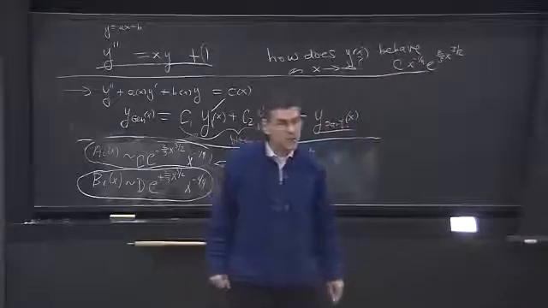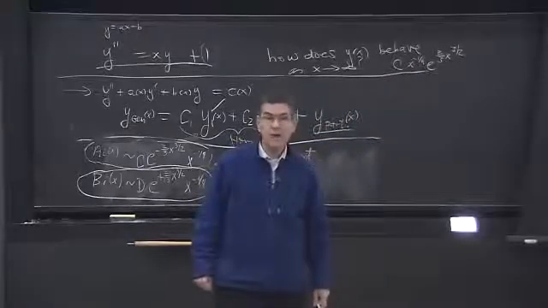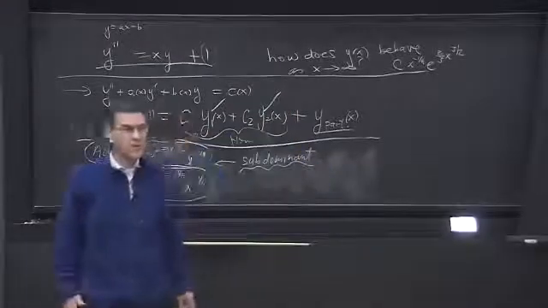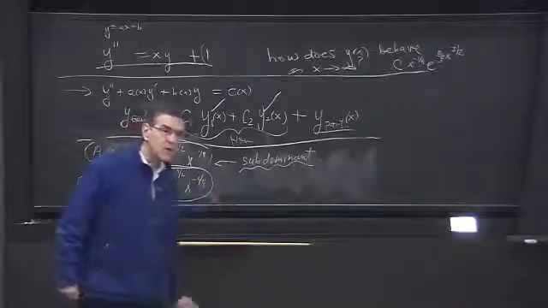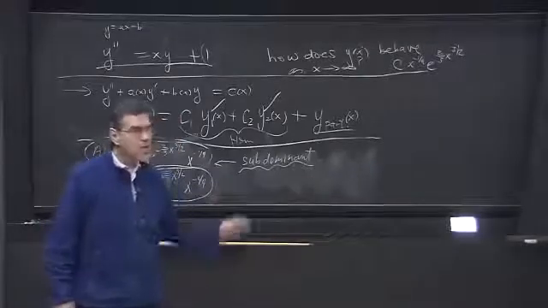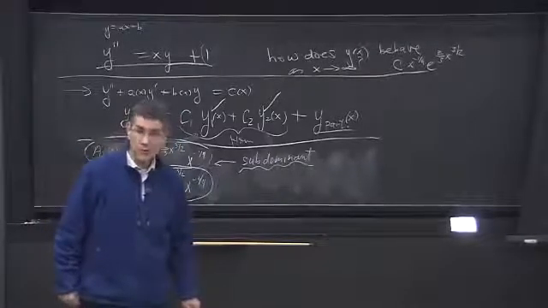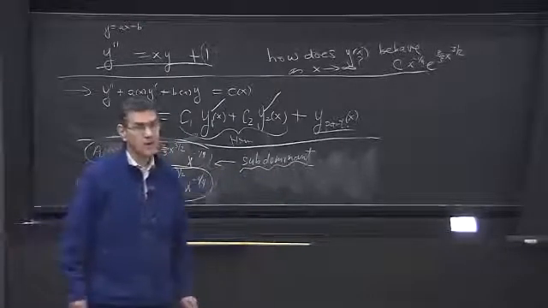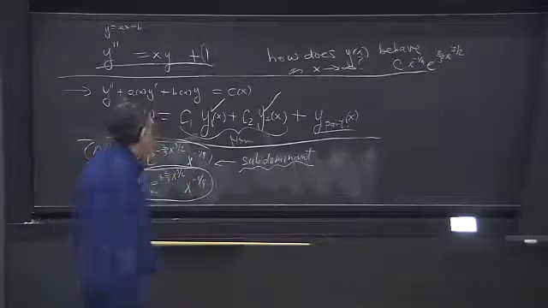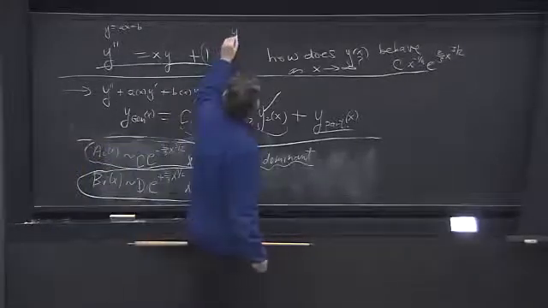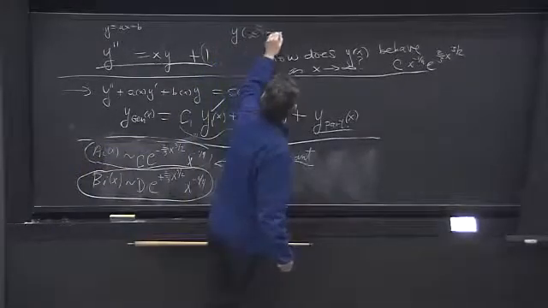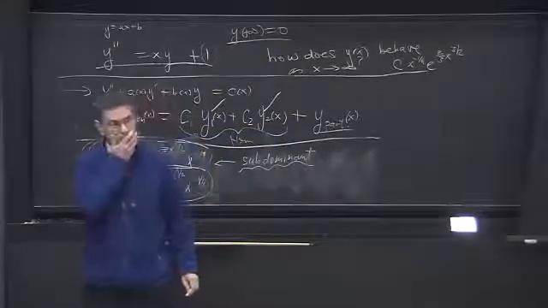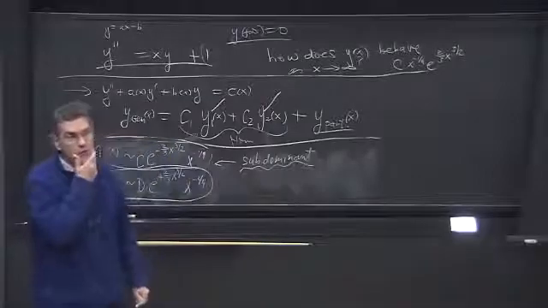The guy says to you, did you understand that? But now the guy says to you, oh, I forgot to tell you something. This comes from a physics problem, and nothing in a physics problem is allowed to blow up at infinity. Can't do that. Can't blow up at infinity. So I forgot to tell you that y of plus infinity is 0. The solution goes to 0 at infinity.